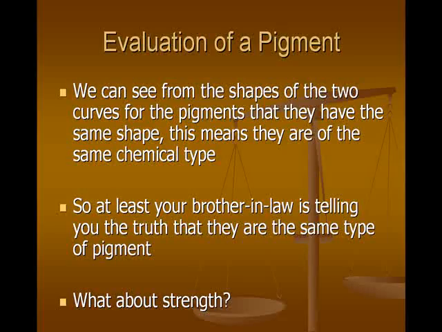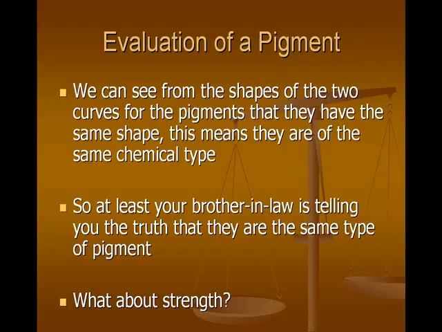We can see from the shapes of the two curves for the pigments that they have the same shape. This means they are of the same chemical type. So at least your brother-in-law is telling you the truth that you are the same chemical type. If you remember from earlier examples, that curve is a curve of phthalo blue, and you can tell by the dip or the shape of the curve on that right side where it absorbs.